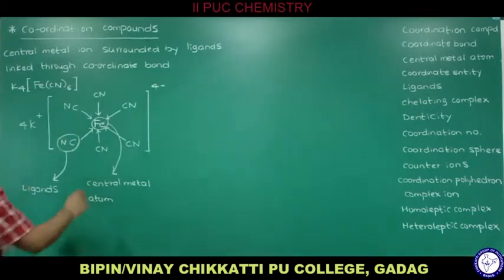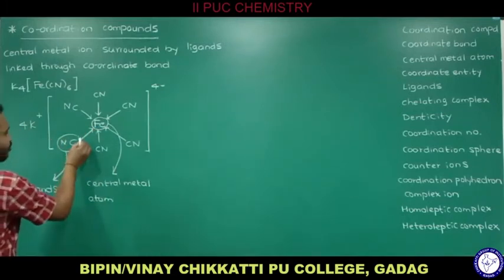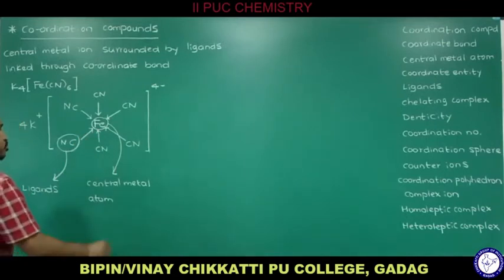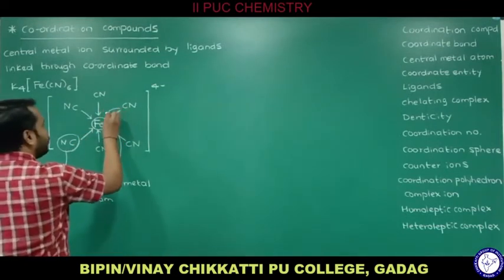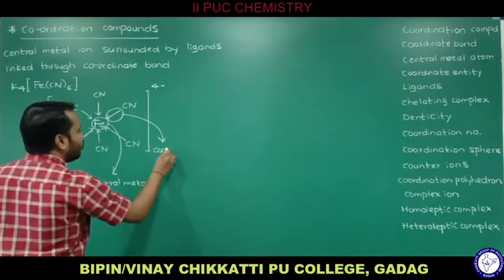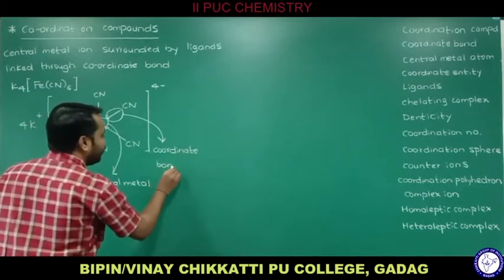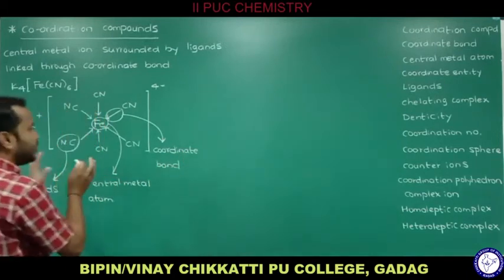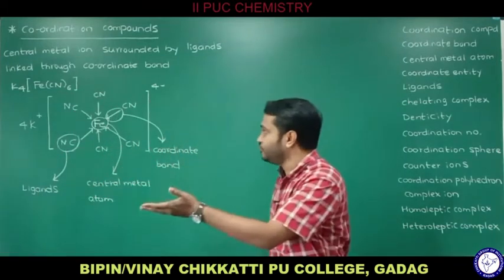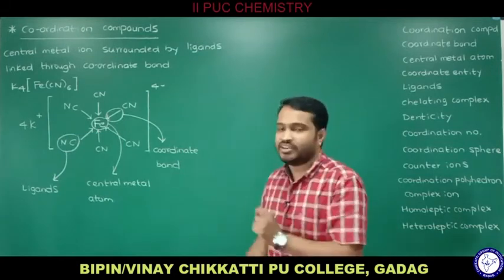So ligands are attached to the central metal atom by a kind of bond, and that bond is represented in the form of an arrow mark. And I hope you remember this kind of arrow mark, that we call the coordinate bond. So therefore this structure is nothing but the complex ion, and if you have a cation K plus for that, the compound is called a coordination compound, the same meaning I have written.